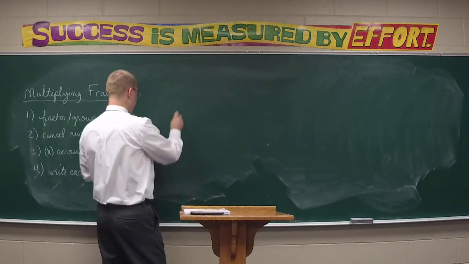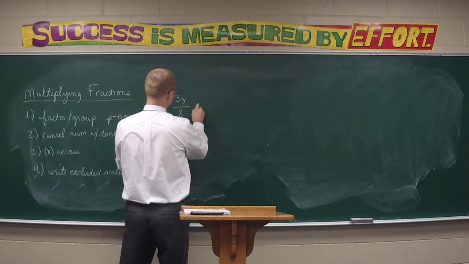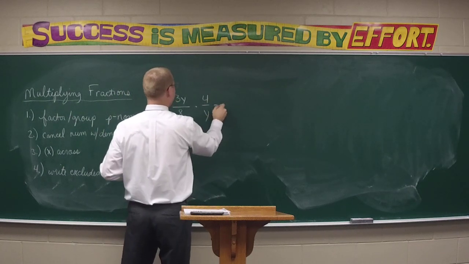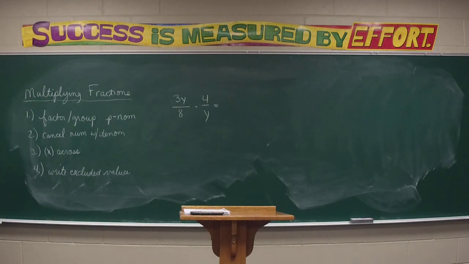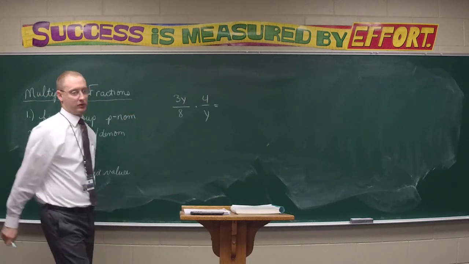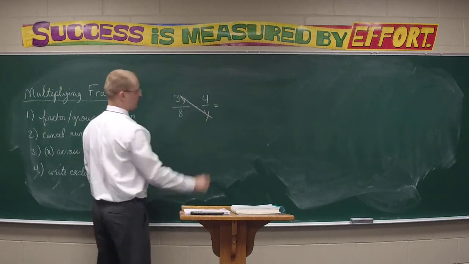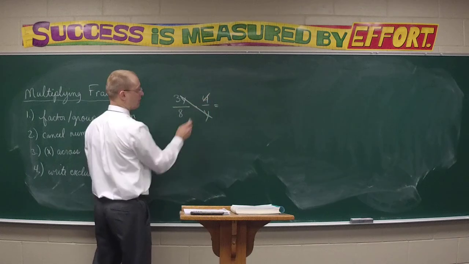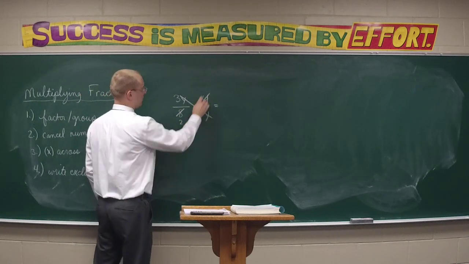And number 17, write it down in your paper very quickly, 3y over 8 times 4 over y. I see no polynomials. That means I don't have to factor anything. You already have factors. So if you see no polynomials, that means everything's already factors technically, so you can cancel stuff. What cancels here? The y's cancel out. What else? The 4 and the 8 cancel to give us 1 and 2.